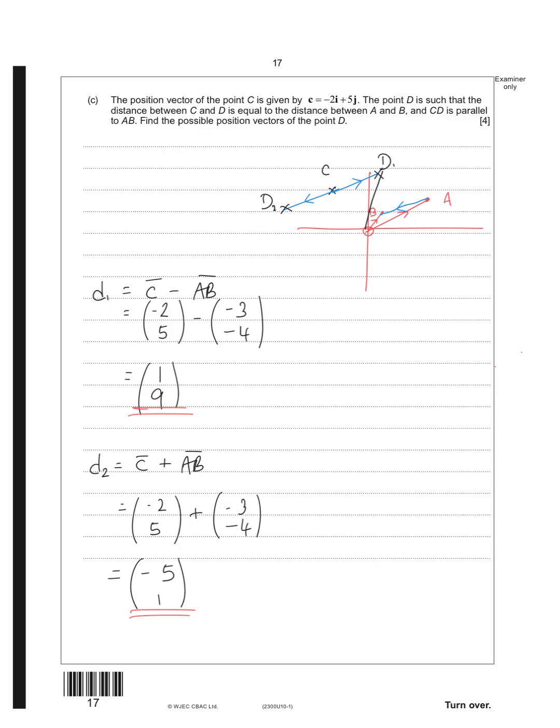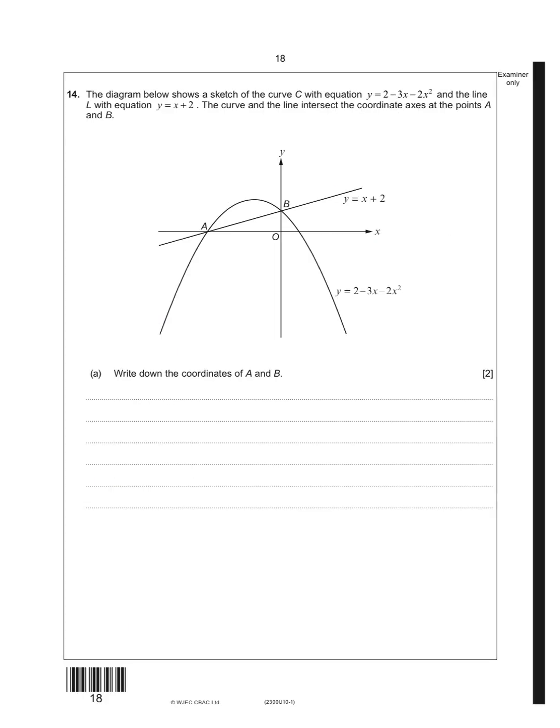Okay, going to move on. Write down the coordinates of A and B. What have we got here? So we've got some kind of quadratic intersecting with a curve.